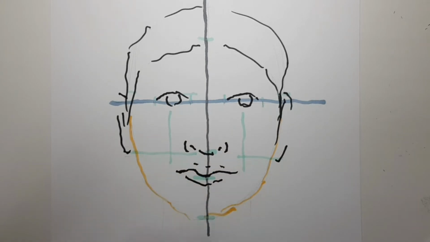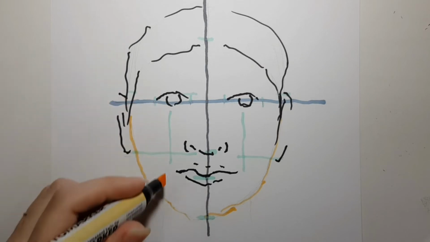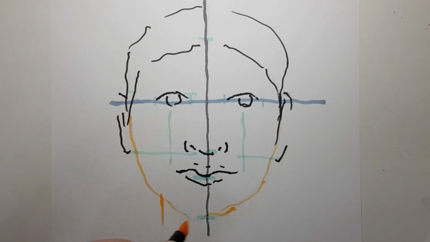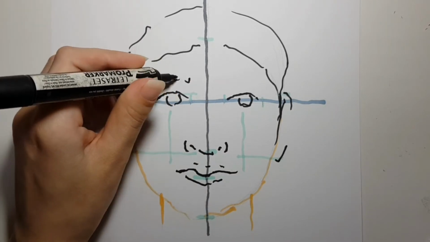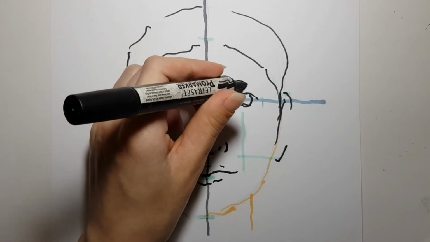People tend to draw the neck too thin. It's not much thinner than the face. The distance between the eyebrows and the eyes changes from one person to another.